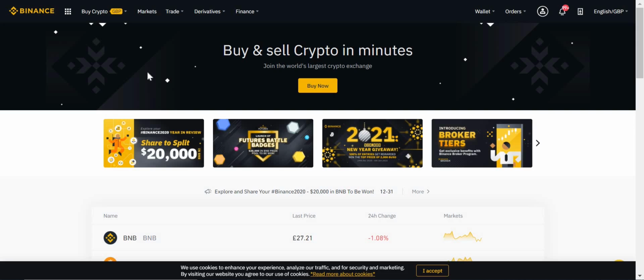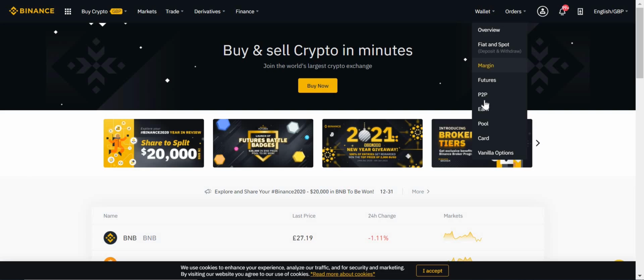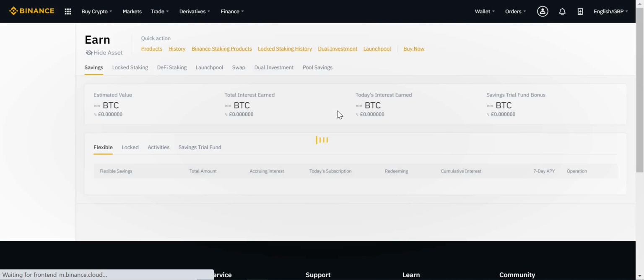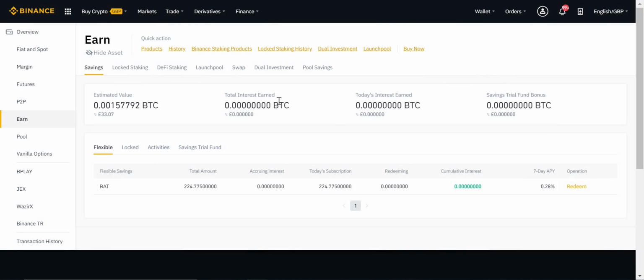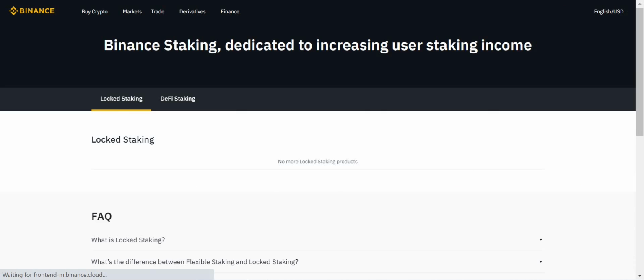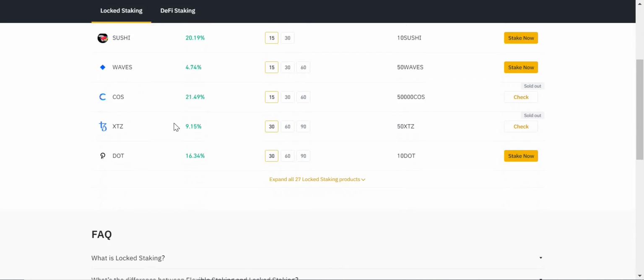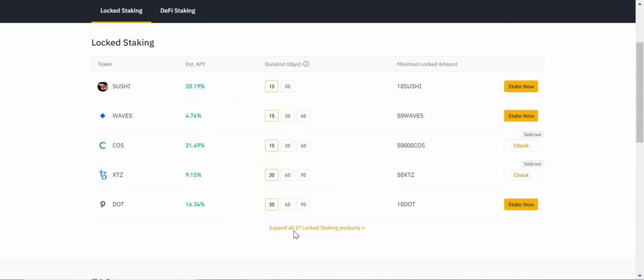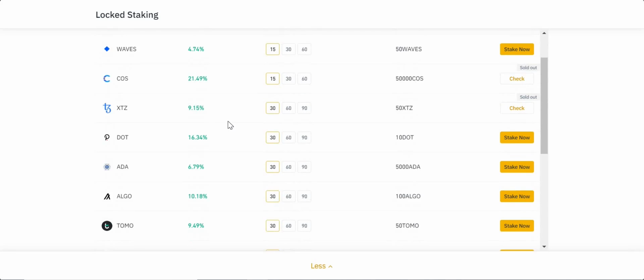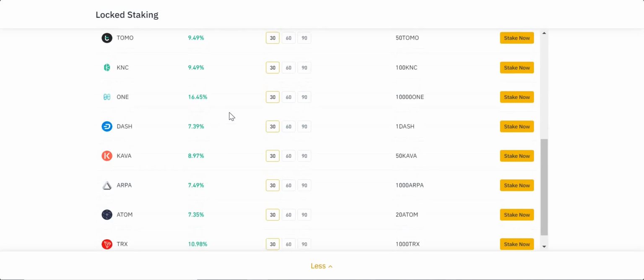So, I'm on the front page of Binance.com. As you can see, I click wallet. Then I go to earn, where you go and earn some money. Loads up, and then I go to Binance staking products. And then you have locked staking. These are all the coins that allow me to stake them and get a return for staking those coins.